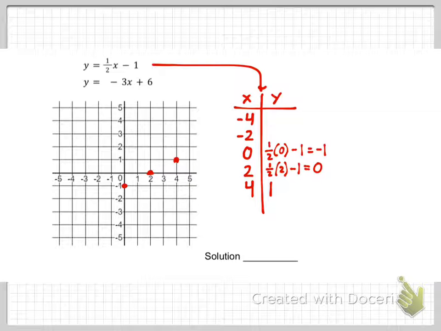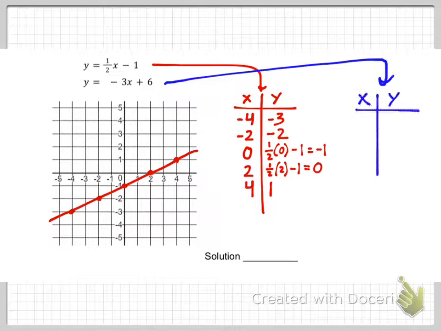When you plug in 1, like I said, I'm not going to plug in any more values for you guys. You guys know how to do that now. So I'll just plug in the result. We get 1, so 4, 1 is a point. When you plug in -2, you get -2. And when you plug in -4, you get -3. So once we plotted all those points, you notice they make a straight line. We'll connect those dots. And now let's try to graph the other one.